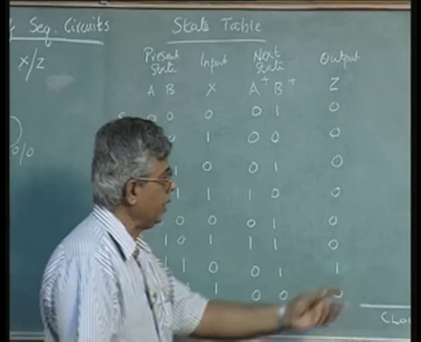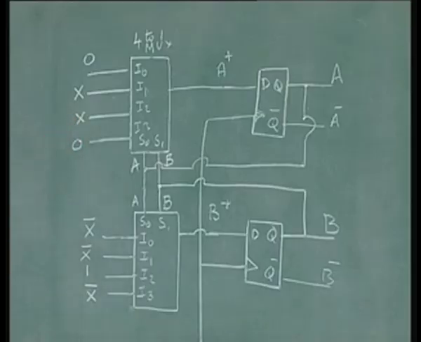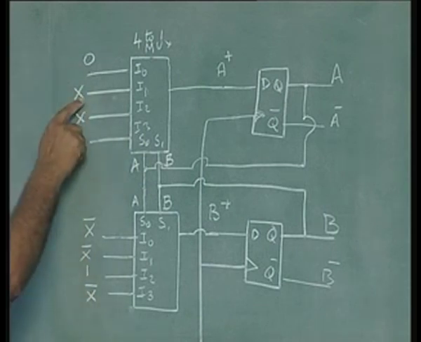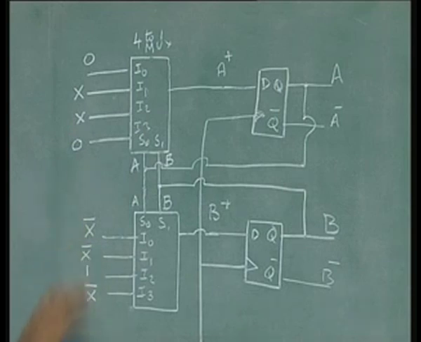So x is a very simple input. I can leave it as is, after all x is the input that is available to you. X bar can be gotten from x using an inverter. I don't have to show it in this drawing.